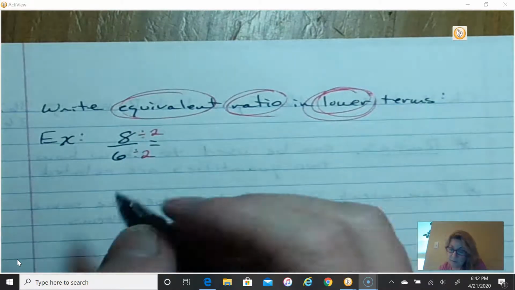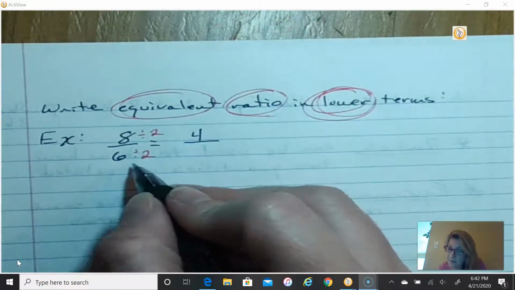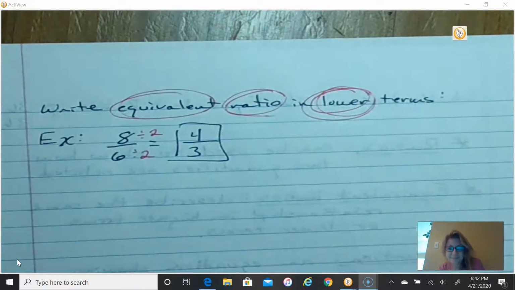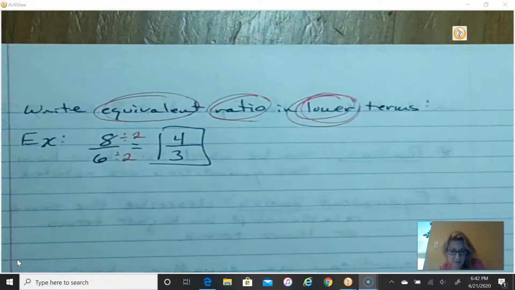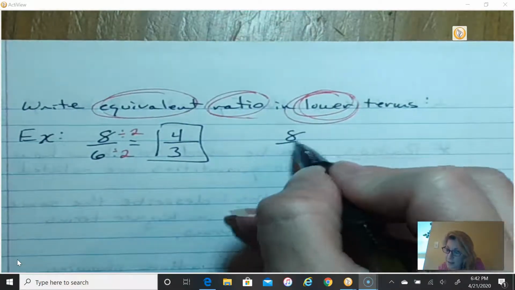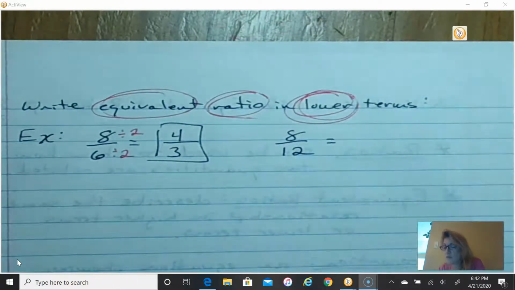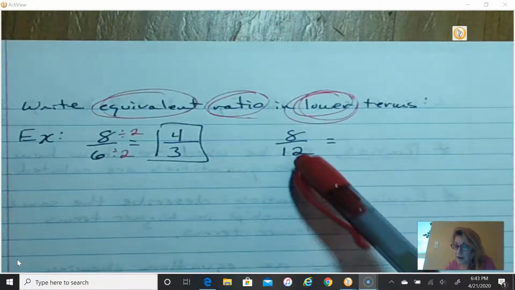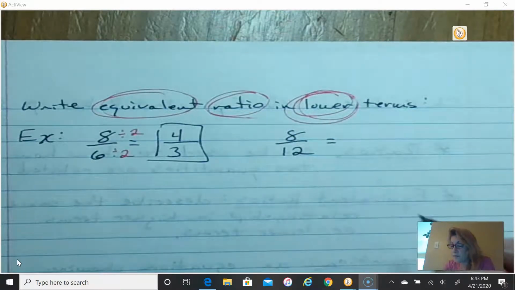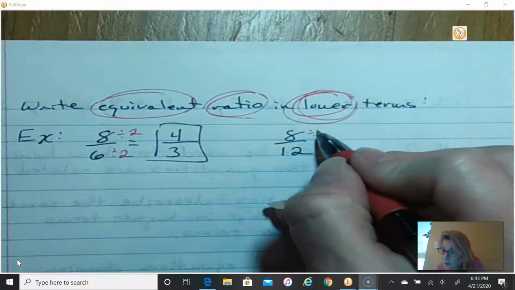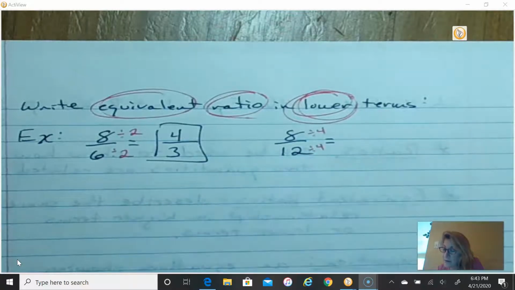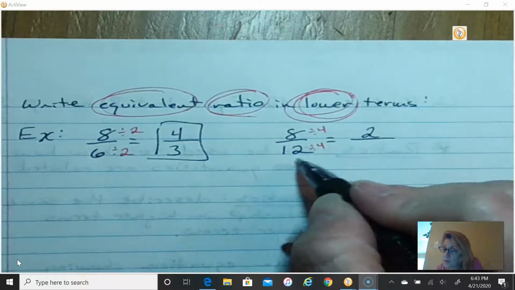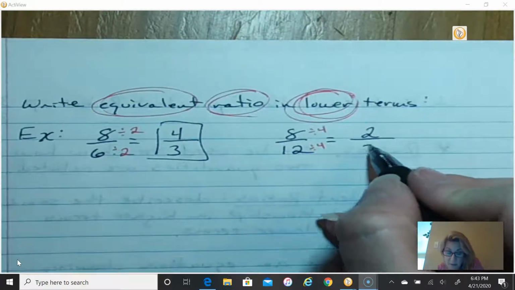8 divided by 2 is 4. 6 divided by 2 is 3. See, y'all have had this before. How about 8 over 12? What is the largest number, or any number, that can go into the top and bottom? We could say 4. 8 divided by 4 is 2. 12 divided by 4 is 3.